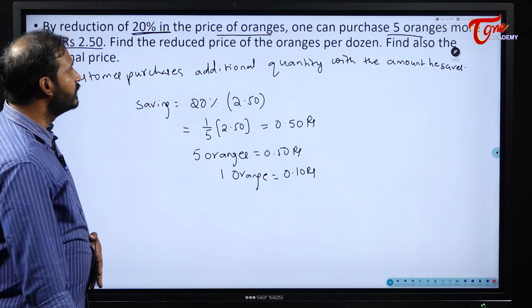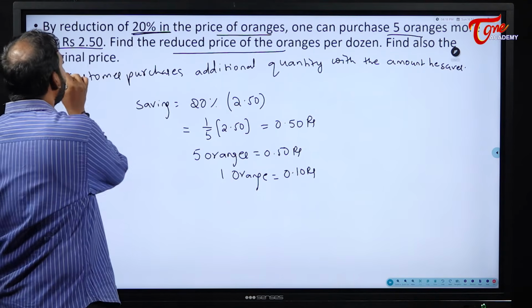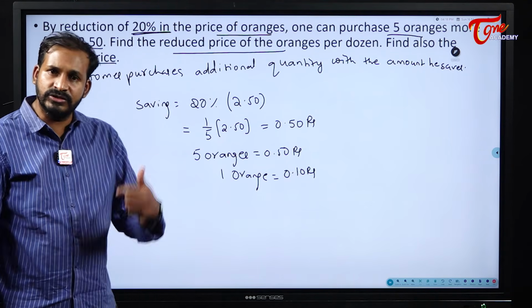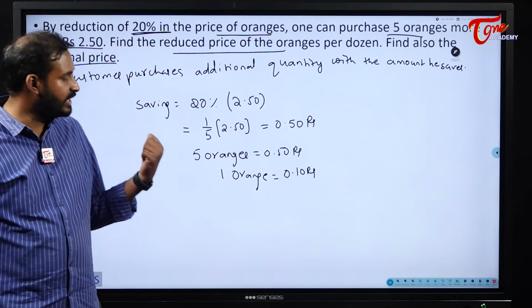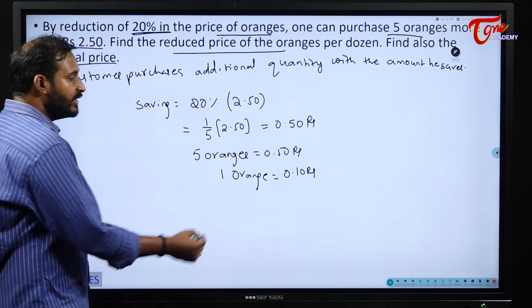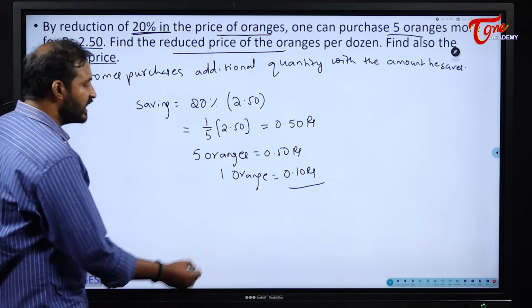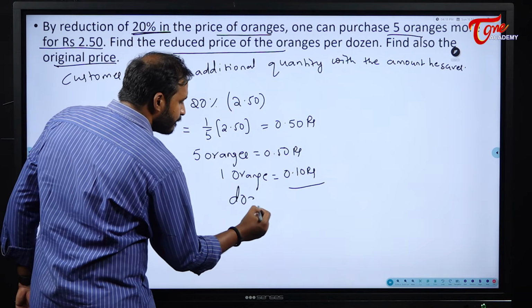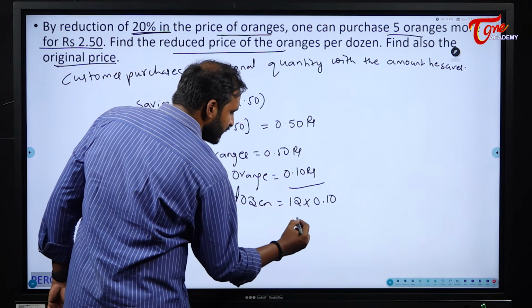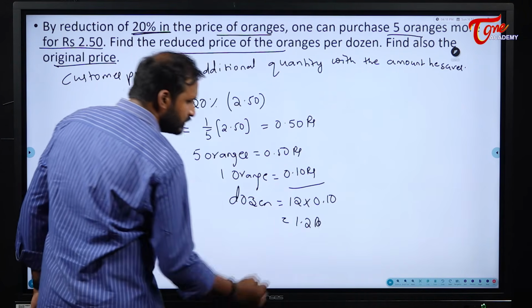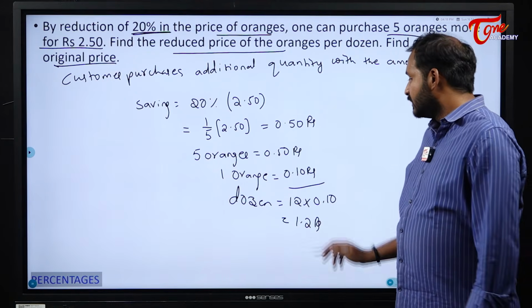Okay, good, superb. Now find the reduced price of oranges per dozen. Find also the original price. They are asking us to find the reduced price as well as the original price. This is the reduced price, right? 1 orange price is how much? 0.10. Dozen means 12 into 0.10. That is nothing but 1.2 rupees. So the reduced price is 1.2 rupees per dozen.